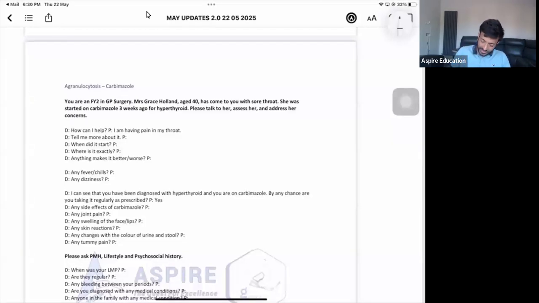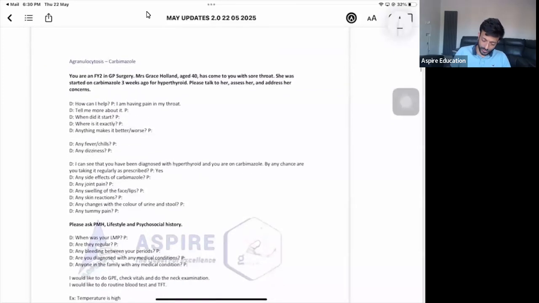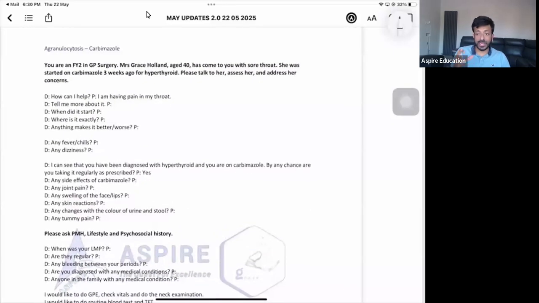So the patient is mostly, you know that thyroid, you'll have a female patient. The patient is 40 years of age and has come to you with a sore throat. She was started on carbimazole 3 weeks ago for her hyperthyroidism. Right. So with carbimazole, what we need to remember, what are the side effects of it? Just remember one word, that is agranulocytosis, right? That's something that you can have.